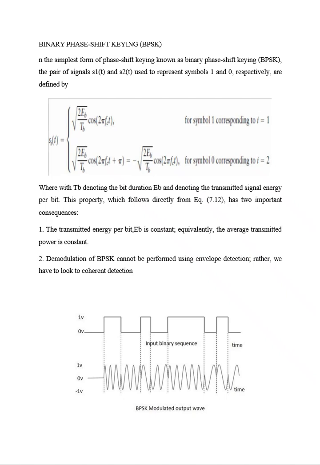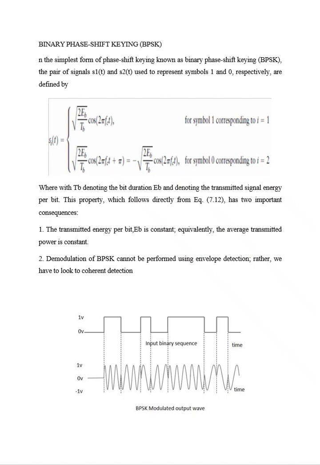Symbol 1 is indicated by square root of 2 EB by TB cos 2 pi FCT, and symbol 0 is indicated by a 180 degree phase shifted version of symbol 1, therefore the minus sign: minus square root of 2 EB by TB cos 2 pi FCT, where EB is the energy of the transmitted signal and TB is the bit duration. Therefore it has the property that the transmitted energy per bit, EB, is constant. Equivalently, the average transmitted power is constant.